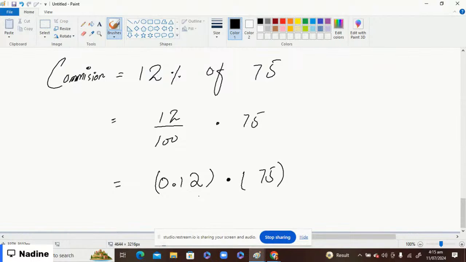Let's check by using a calculator. What's the answer? You got it? When I multiply, the answer I got is 9. Okay, so this is basically the commission. So how much is the commission? Commission was $9.